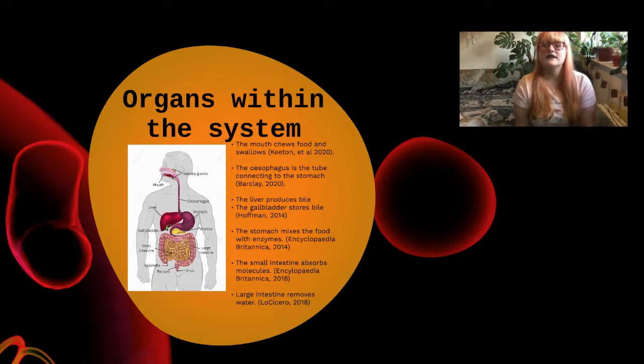The stomach is a hollow organ. It has muscles in it that churn and move the food, which also mixes it with gastric juices. And then this turns the bolus into chyme.